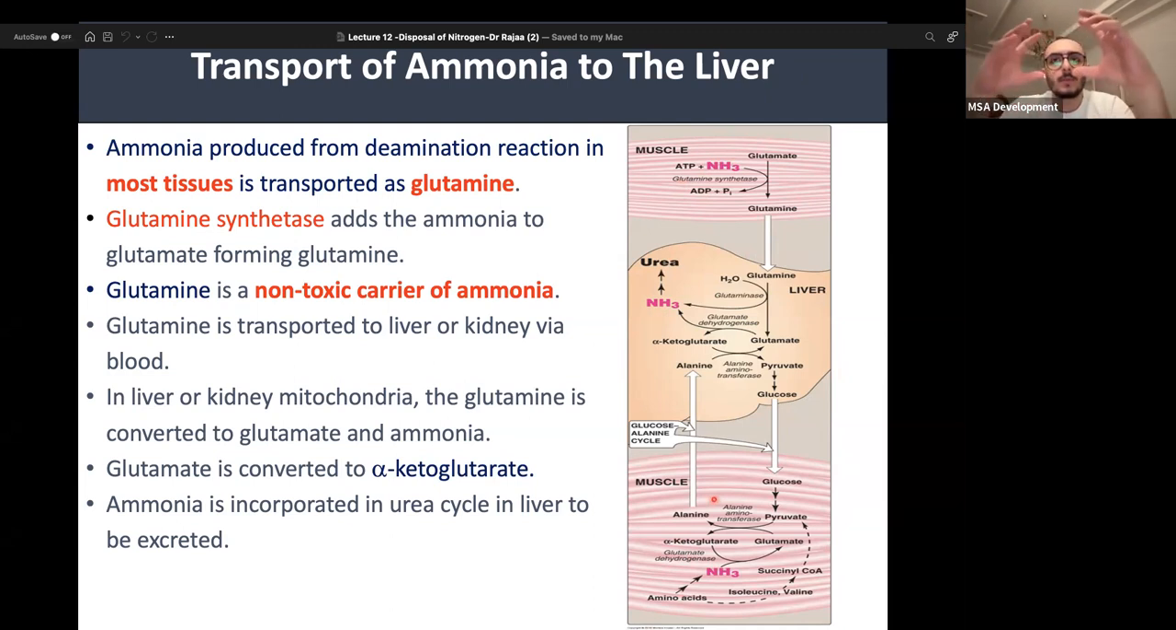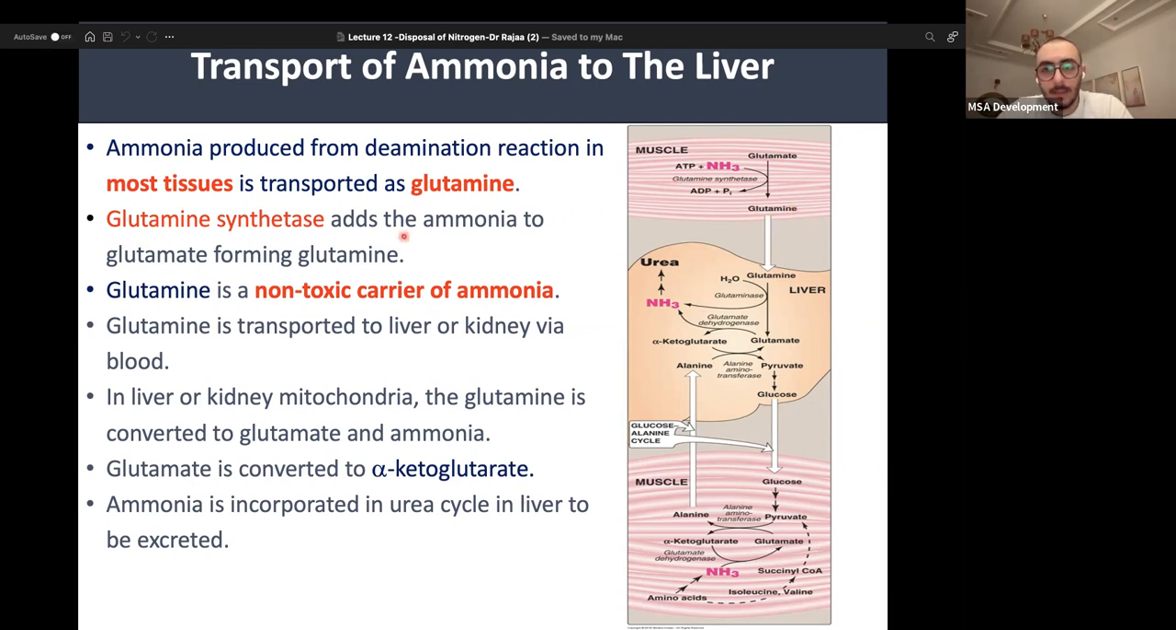Ammonia is transported from the muscles and from tissues to the liver through two things: alanine and glutamine. How is glutamine formed? Through an enzyme called glutamine synthetase. Remember it this way: glutamine synthetase to synthesize glutamine.